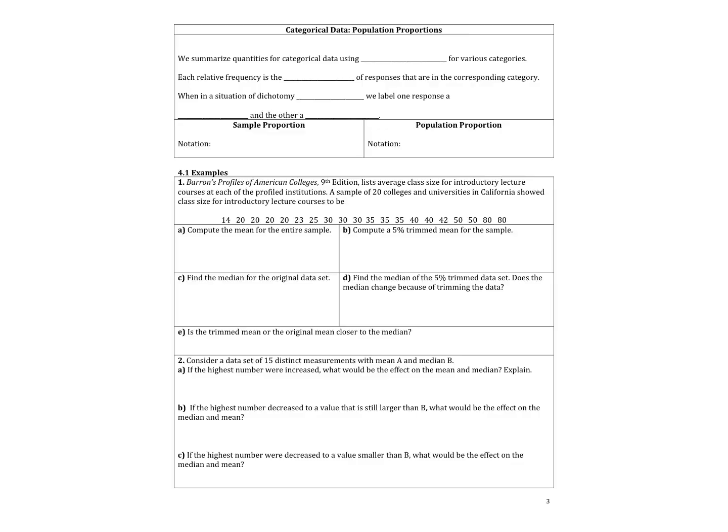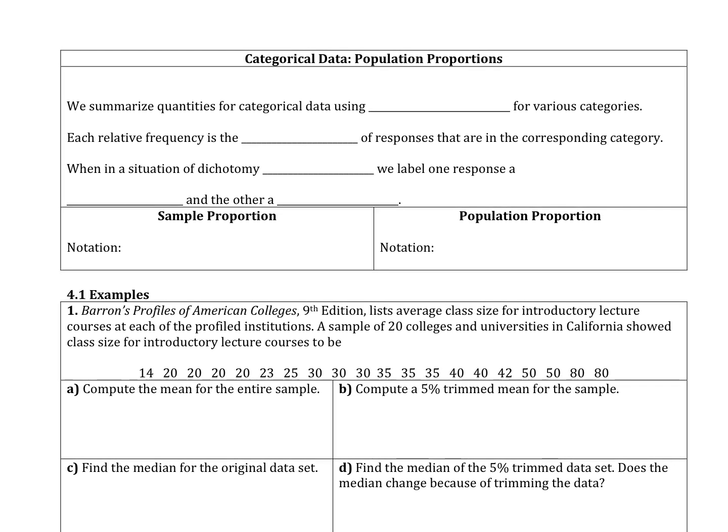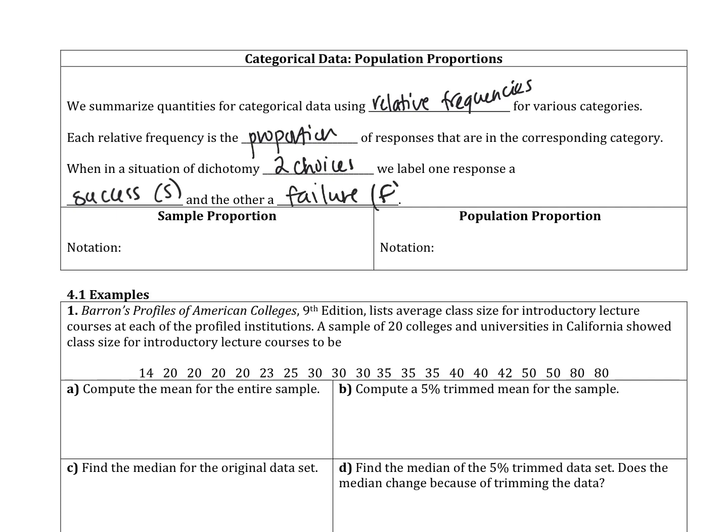For categorical data, we obviously use proportions, because it's success over total. When we're talking about population proportions for categorical data, we summarize quantities using relative frequencies for various categories. Each relative frequency is the proportion of responses that are in the corresponding category. In a situation of dichotomy, which means we have two choices, we label one response a success and the other a failure. So when we're talking proportions, we're talking about successes.